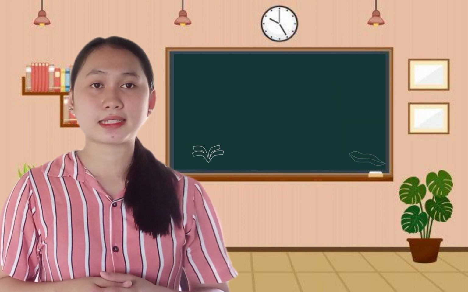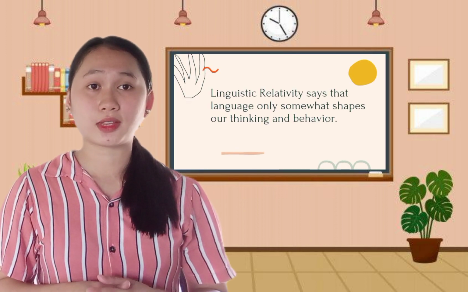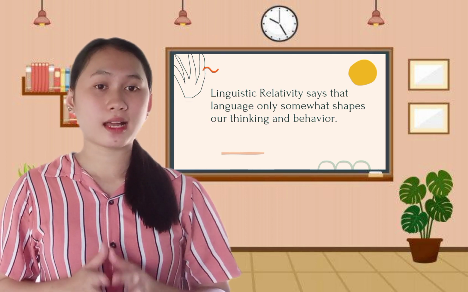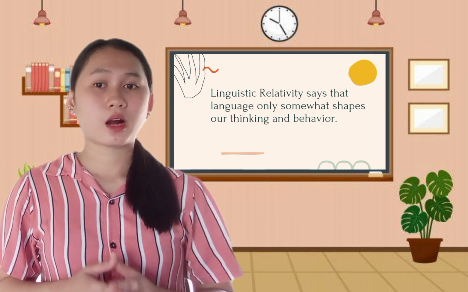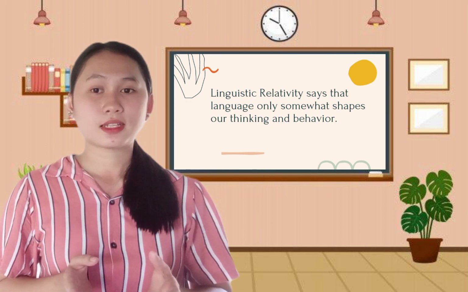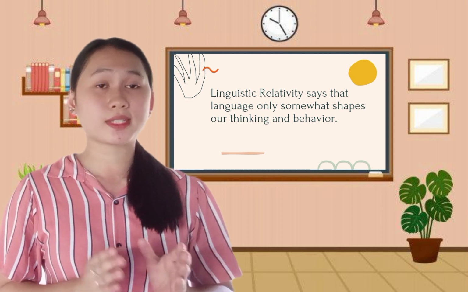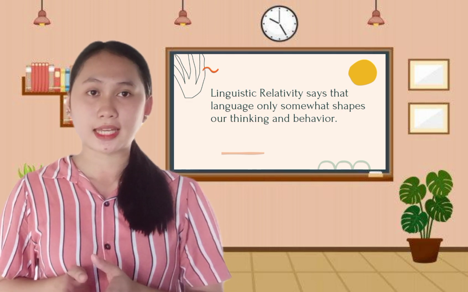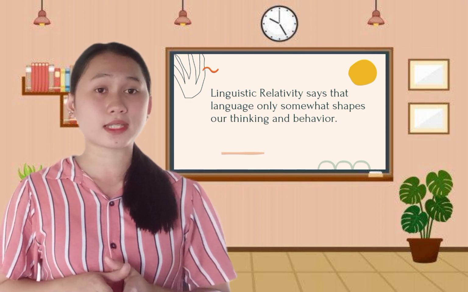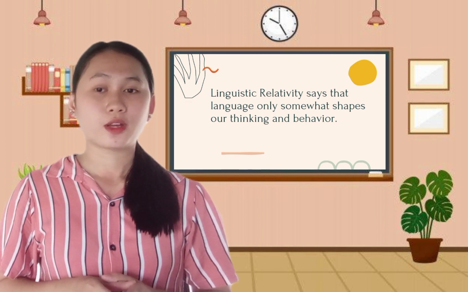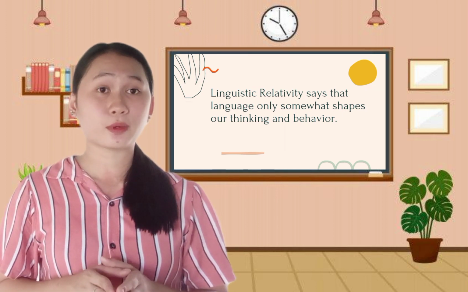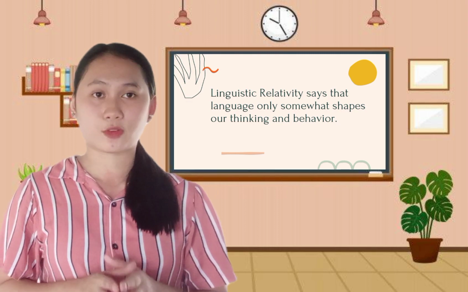So next is the linguistic relativity, which is the weaker version. When we say linguistic relativity, it says that language only somewhat shapes our thinking and behavior. So, in linguistic relativity, the speakers of different languages perceive and experience the world differently. So, cultural differences in thinking are accompanied by linguistic differences between cultures. So, language also influences the perceptions and thoughts of people, thus affecting their behavior.